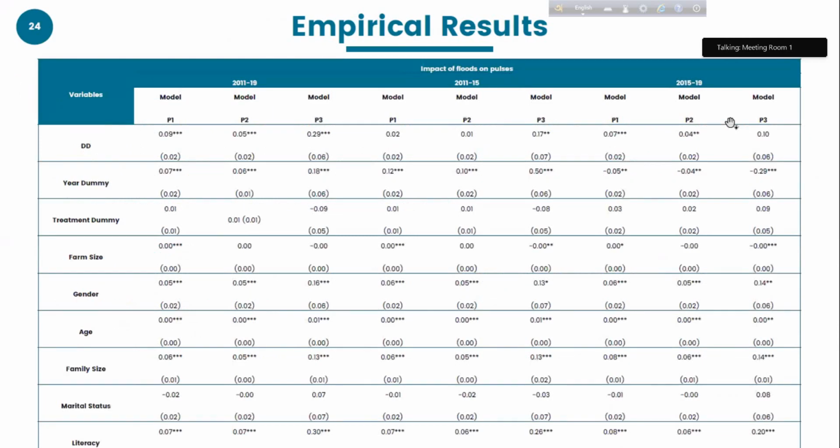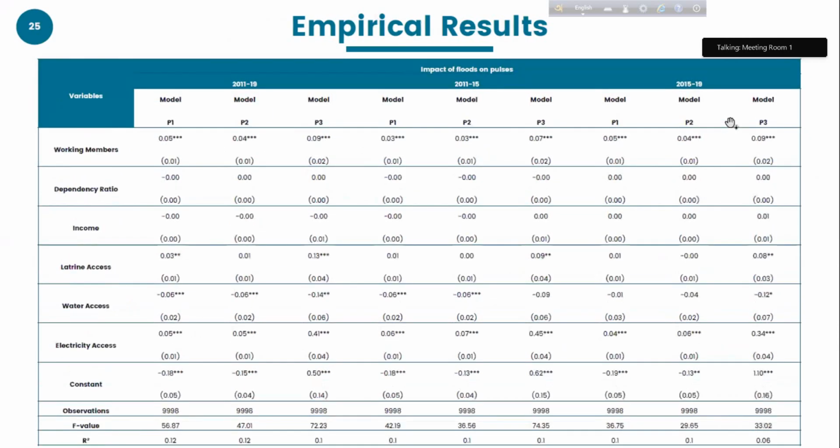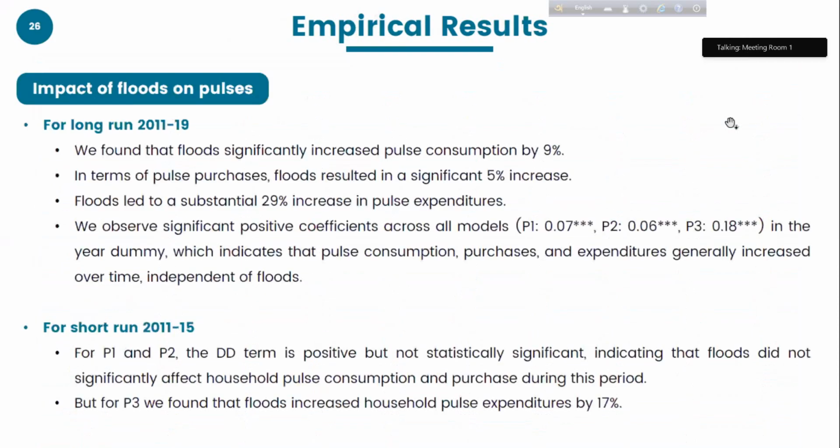Moving on, I found the results for the impact of floods on pulses. In the long run, we found that floods significantly increased pulse consumption by 9%. Pulse purchases also had a significant 5% increase, and floods led to a substantial 29% increase in pulse expenditure. This was for the long run. For the short run, we found that the DD term is positive, but the floods did not significantly affect household pulse consumption or purchase during this period.